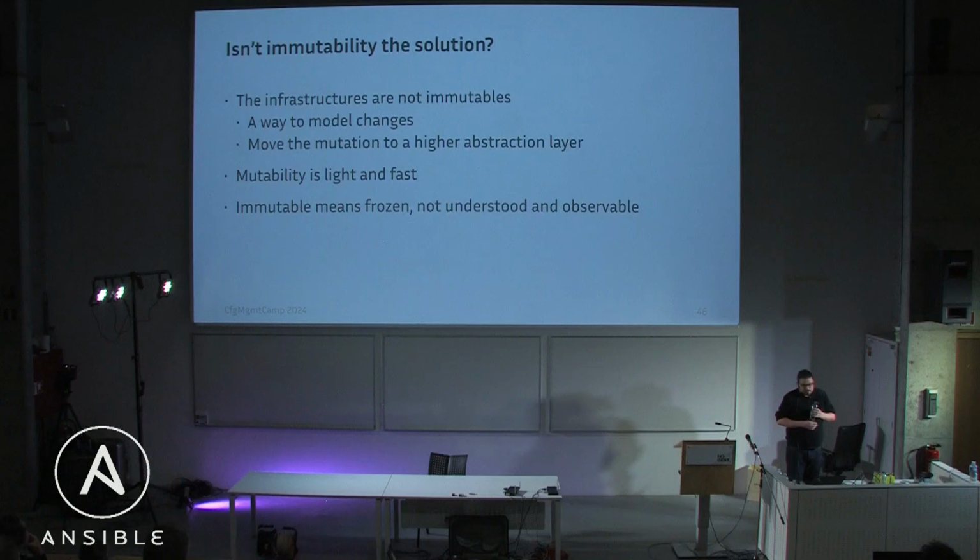So some might think that immutability can be a solution to these problems. But the thing is, immutability is a model which has obvious qualities, but immutable does not improve observability magically, because immutable means frozen, but that does not mean we really understand what's going on. So it does not always help in this regard.